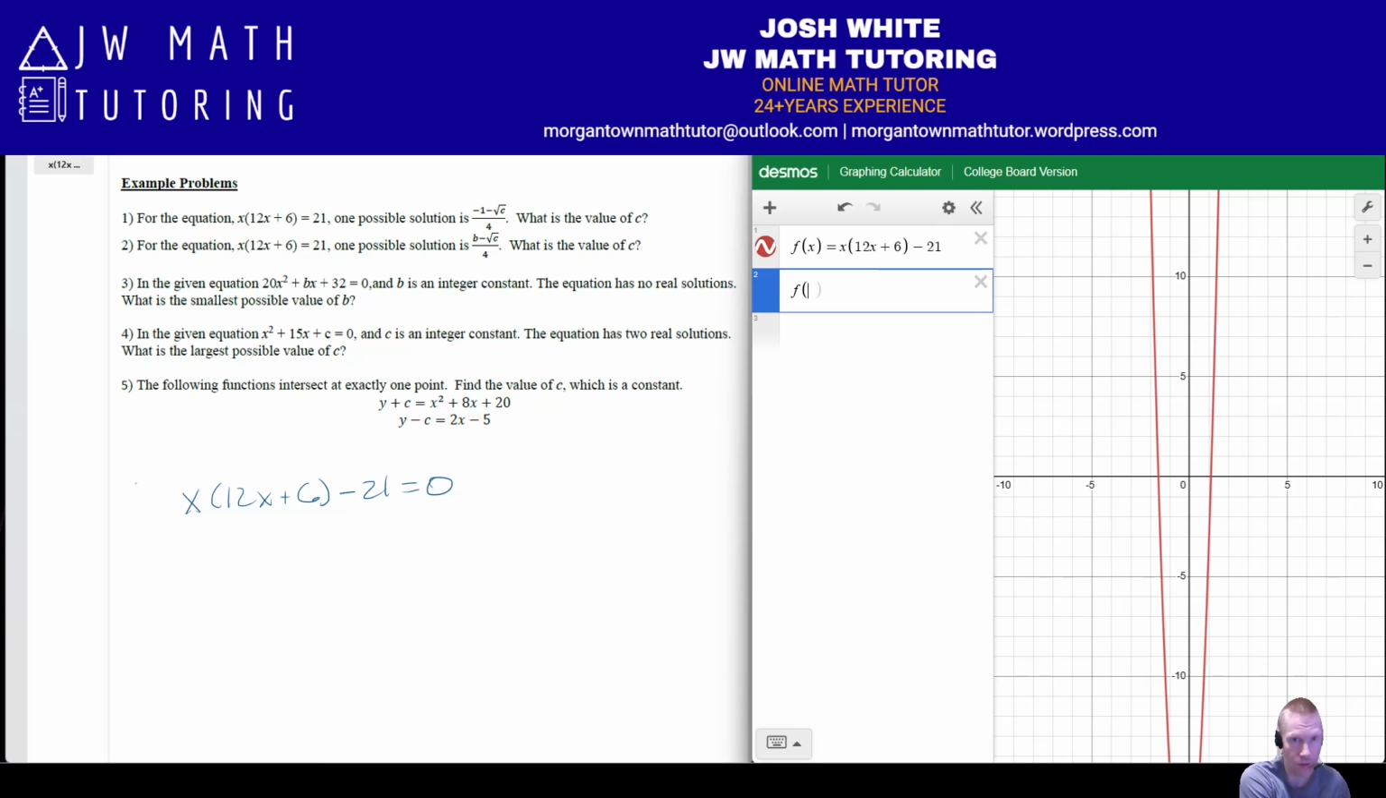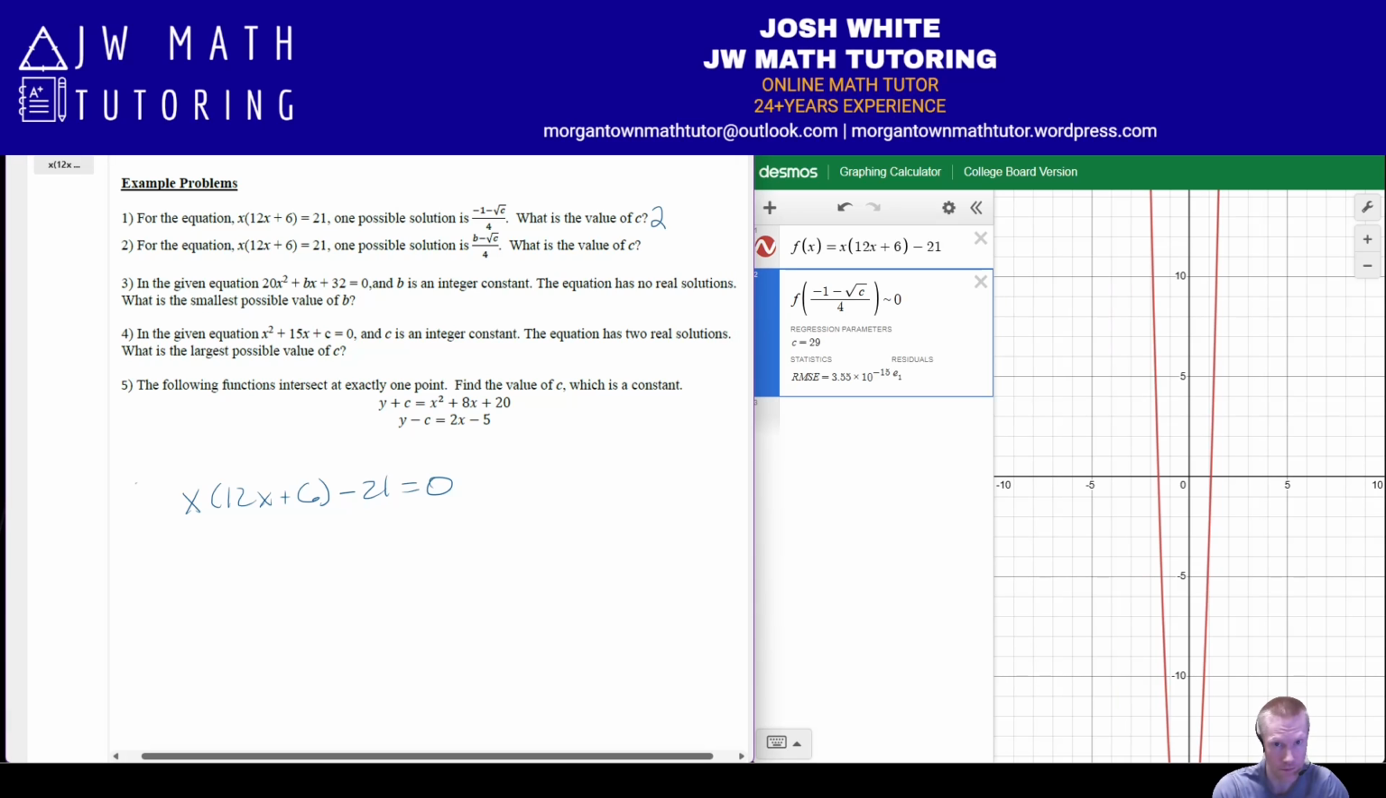And then the second line, we just do f of, and now I type the solution that I'm given. And then we use regression, and we tell Desmos that this solution will give us a 0 as an output. And there we have our answer. The value of c is 29. And that's it. That's all you have to type into Desmos. There is no more work that is required.